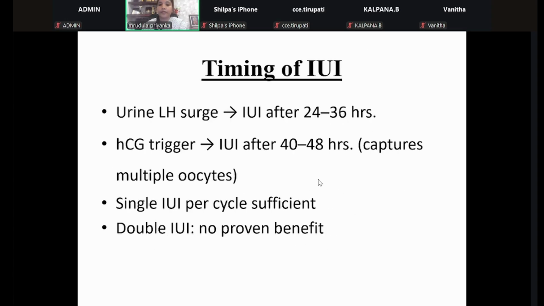So, the timing of IUI, when to do an IUI. If you have seen a urinary LH surge, then IUI can be done after 24 to 36 hours. When you trigger a patient, you can do an IUI after 42 to 48 hours. The logic is that the oocyte will be viable for at least 12 to 16 hours after ovulation, whereas the sperm is viable for only 3 hours. So immediately after ovulation, we can do an IUI, which will have increased chances of pregnancy. Also, a single IUI per cycle is sufficient, and double IUI has no proven benefit.